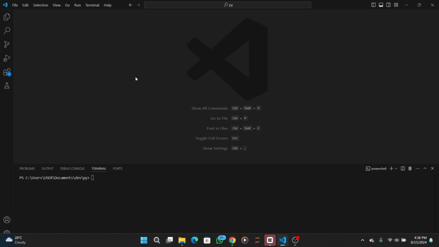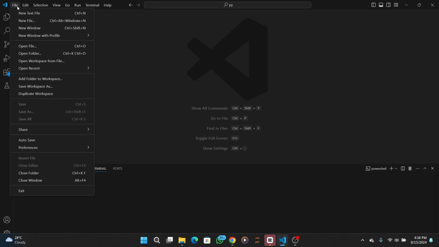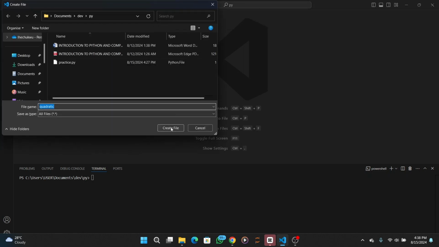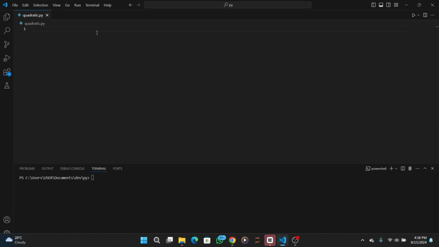Okay, now I'm on my VS Code, so I'll just quickly go ahead and create a new Python file. Then I'll call it quadratic equation.py. I'll create the file. Now, you realize that from the solution of a quadratic equation, the general formula is given by minus b plus or minus square root of b squared minus 4ac over 2a. So that is what is given.